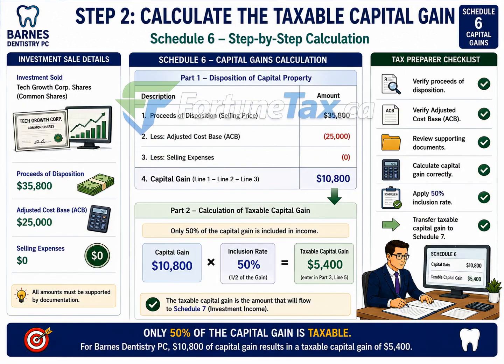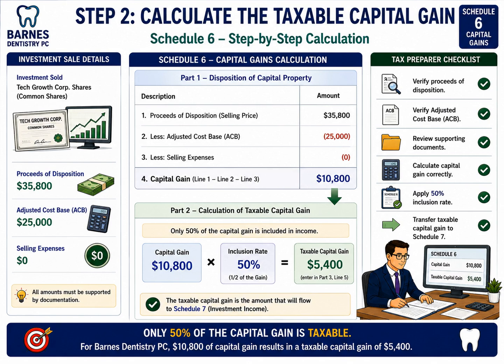Now that we've identified the capital gain in the financial statements, the next step is preparing Schedule 6 and calculating the taxable capital gain. This is where the accounting gain is converted into a tax amount that can be used elsewhere in the T2 return. Let's begin with the investment sale details shown on the left side of the slide. Barnes Dentistry sold an investment during the year. The proceeds of disposition, which is the selling price received, were $35,800.